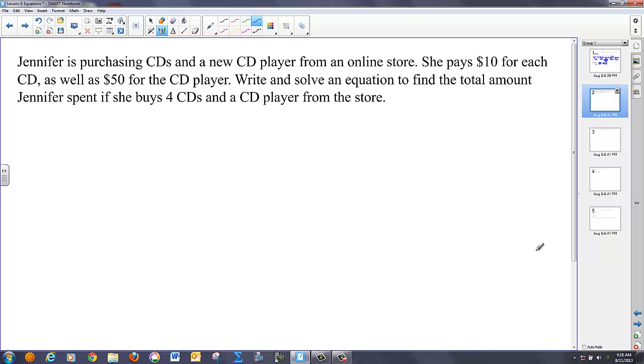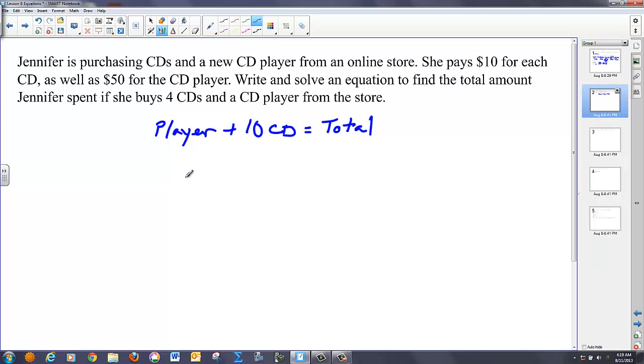Next, a little word problem. We've got Jennifer purchasing CDs, and she pays $10 for each CD, as well as $50 for the CD player. We want to write and solve an equation to find the total amount spent if she buys 4 CDs and a CD player. So we know that you get a CD player, plus $10 for every CD, equals total cash.